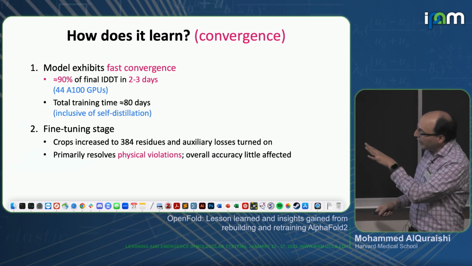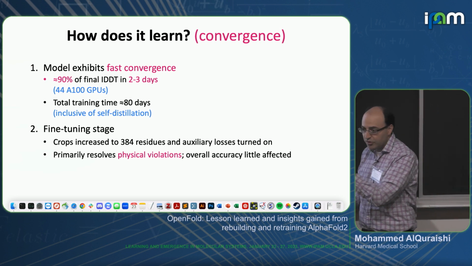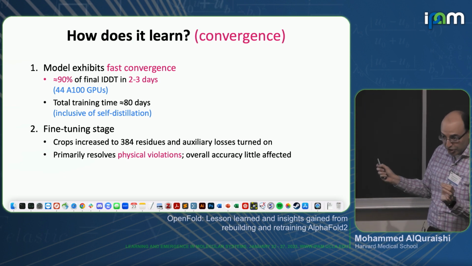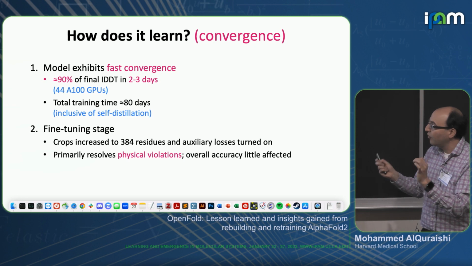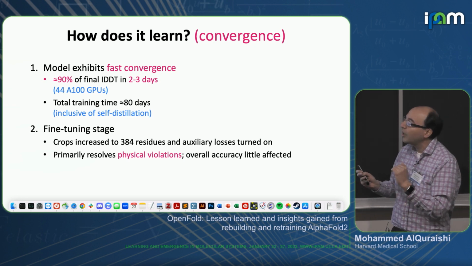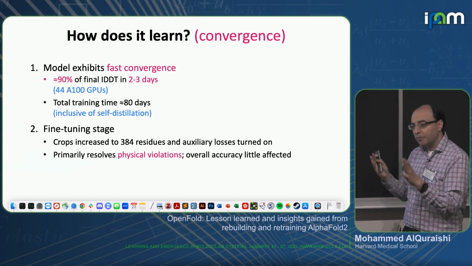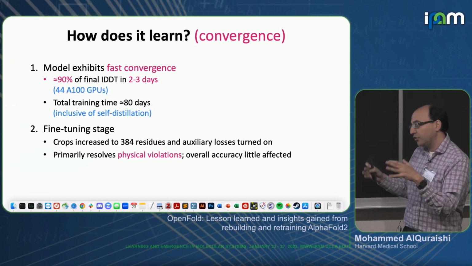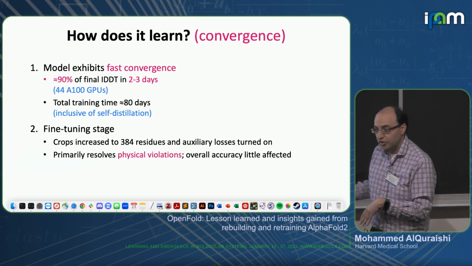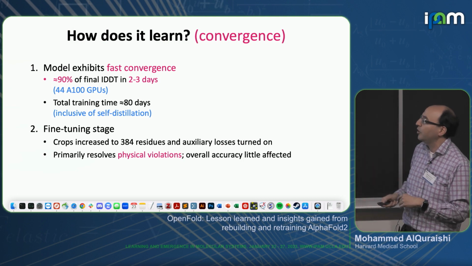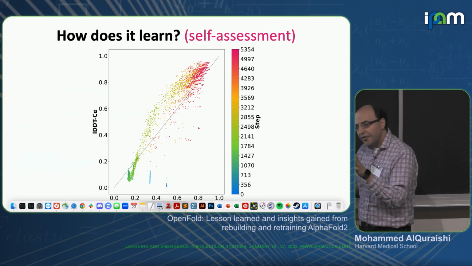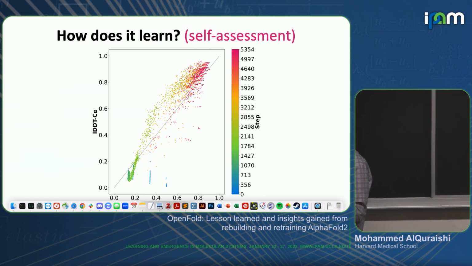But what we observe in our case anyway is that it seems to primarily focus on just resolving physical violations, on essentially not generating things like stereo clashes. Beyond that, the overall accuracy is little affected. In fact, it actually gets a little bit worse. So that's important from the perspective of, if you're trying to train various variants and understand their behaviors, maybe you don't need to worry about this fine-tuning stage, which would cut down compute costs substantially.